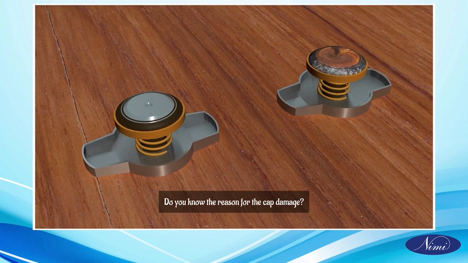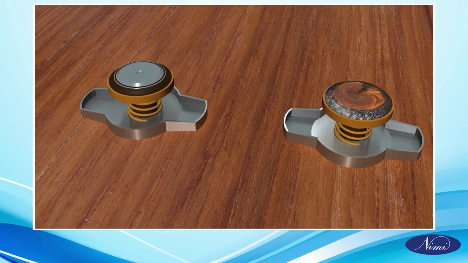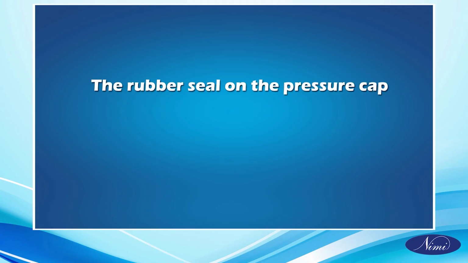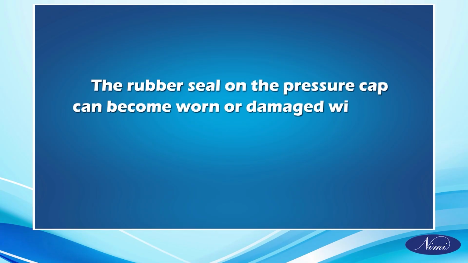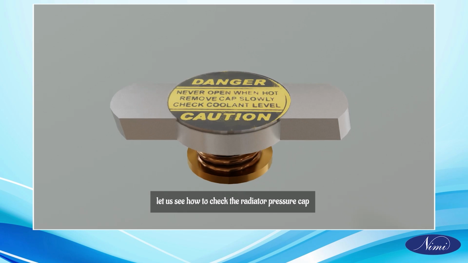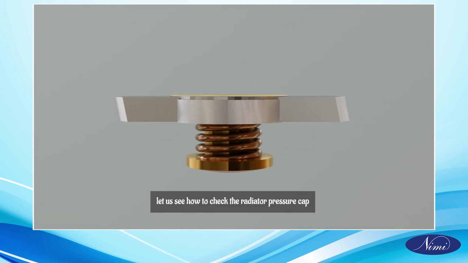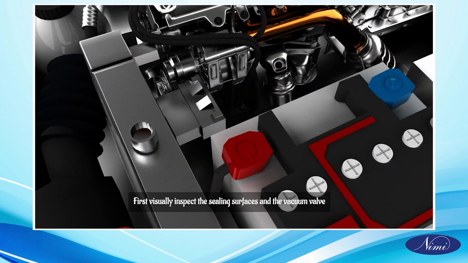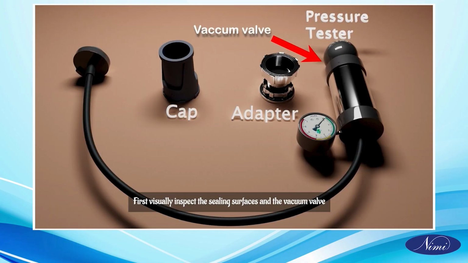Do you know the reason for the cap damage? The rubber seal on the pressure cap can become worn or damaged with age. The radiator filler neck seat can be damaged. Now, let us see how to check the radiator pressure cap. First, visually inspect the sealing surfaces and the vacuum valve.